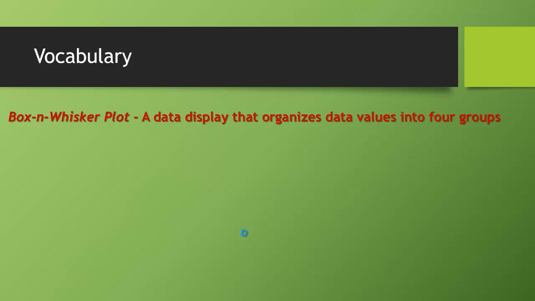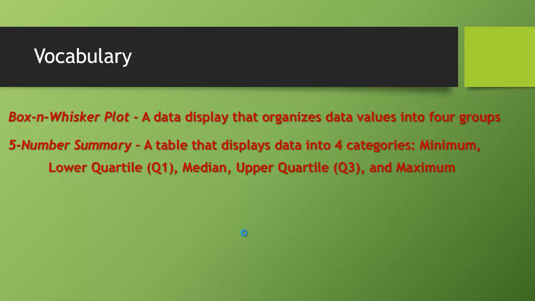So, a box and whisker plot is a data display that organizes data values into 4 groups. A 5-number summary is a table that displays data into actually 5 categories. Shouldn't be 4, should be 5. Minimum, lower quartile, which we're going to call Q1, median, upper quartile, which we're going to call Q3, and maximum.